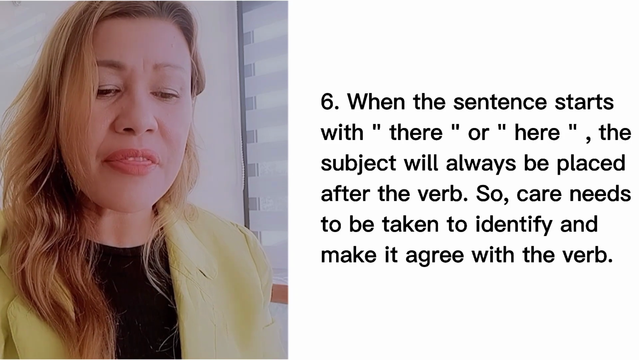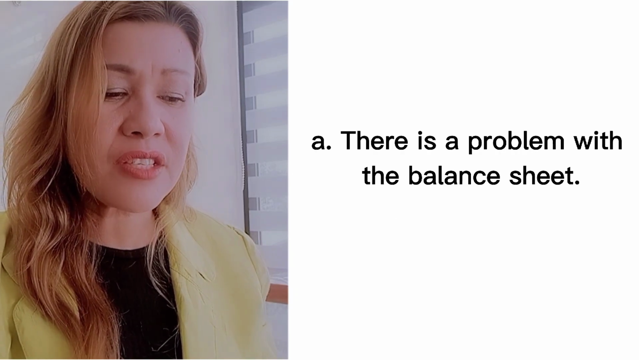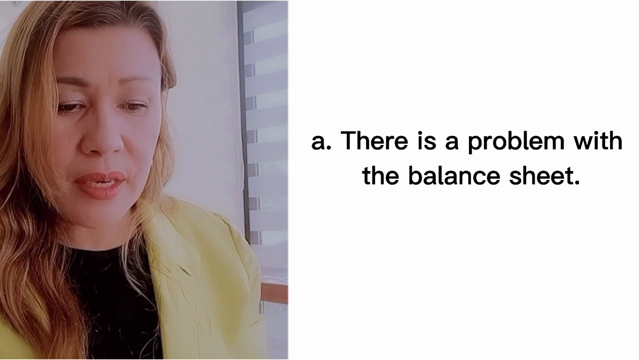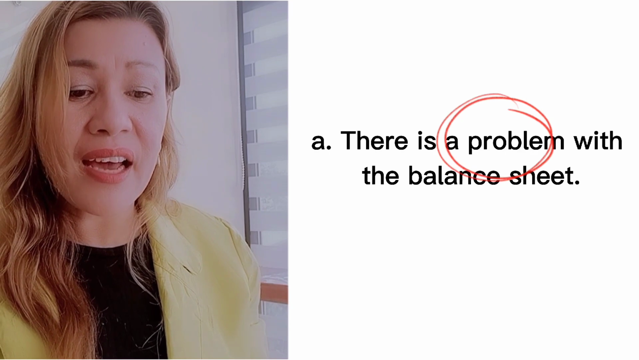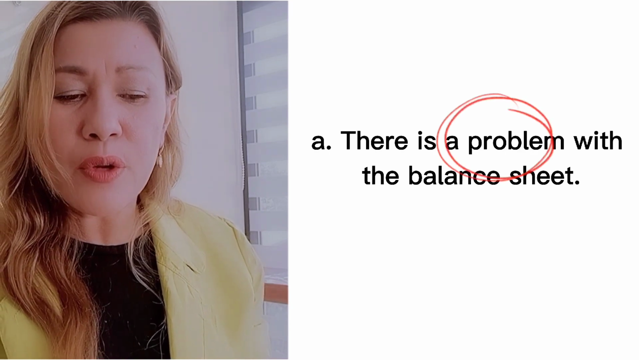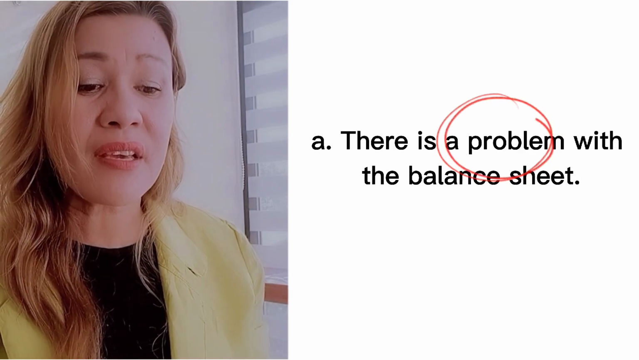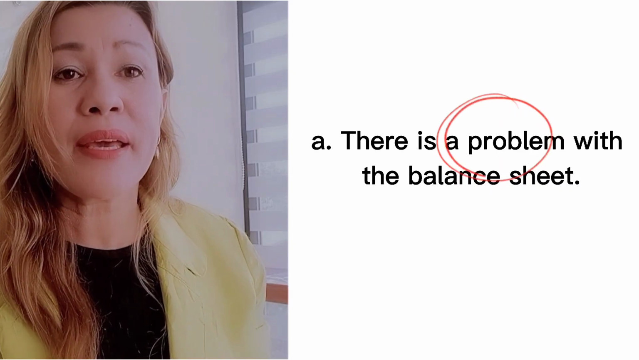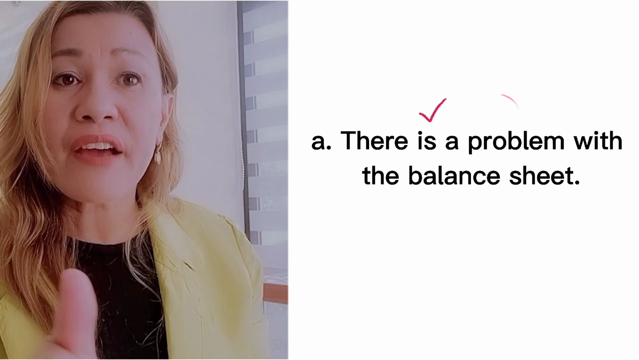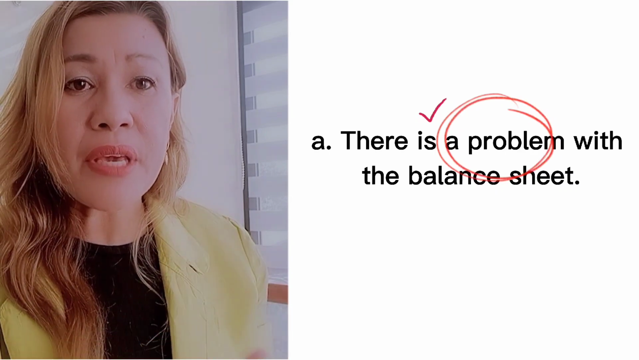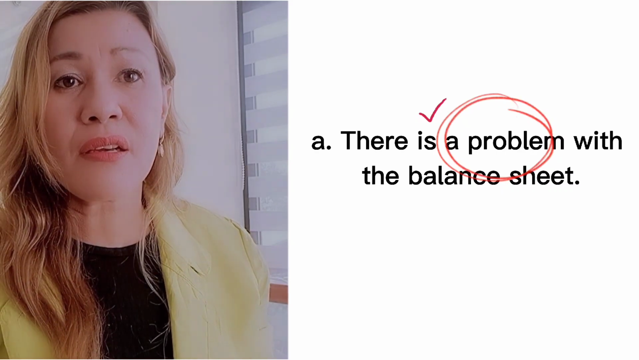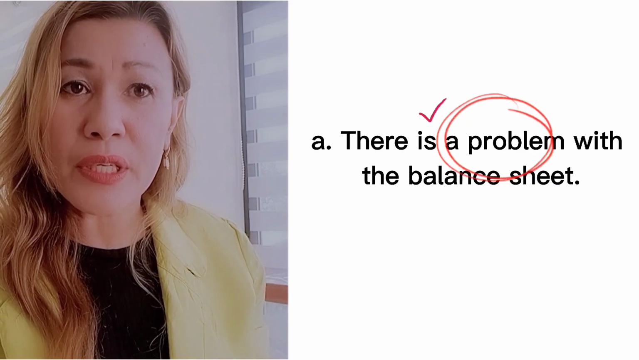So for example, there is a problem with the balance sheet. In the sentence, our real subject is a problem, not there, although there occupies the subject position. Now notice, our subject is a problem, singular. That is why we have the verb is. Because whether our subject comes first or comes after the verb, it will agree with the verb, which means that if it is singular, then it will need a singular verb. If it is plural, then it will need a plural verb.